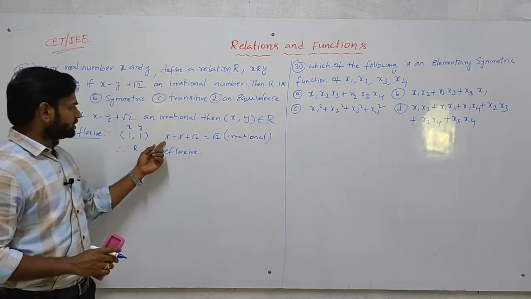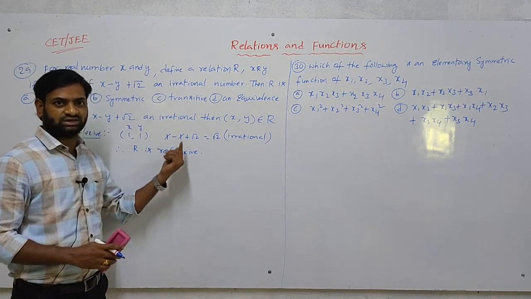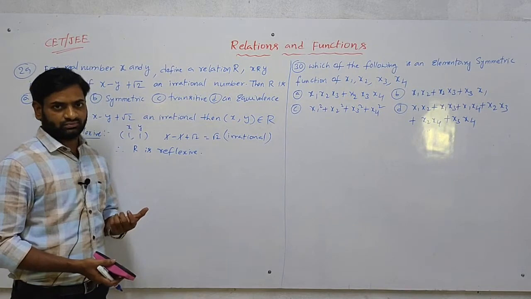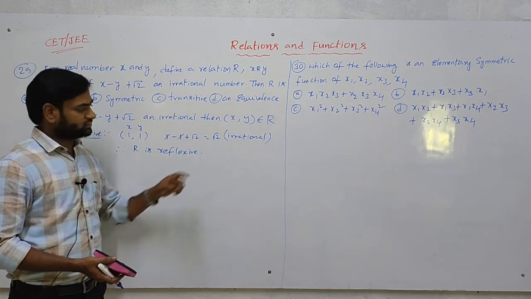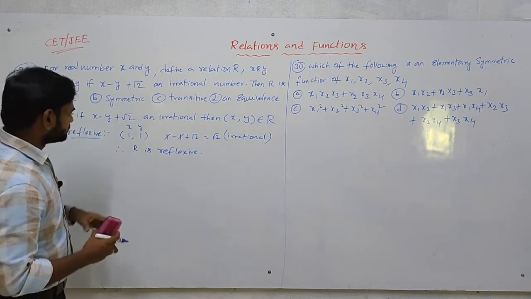You can take 2 comma 2 also: 2 minus 2 cancels. 3 comma 3, 3 minus 3 cancels. Take any ordered pair that is reflexive and the result is always irrational. So it is reflexive here.